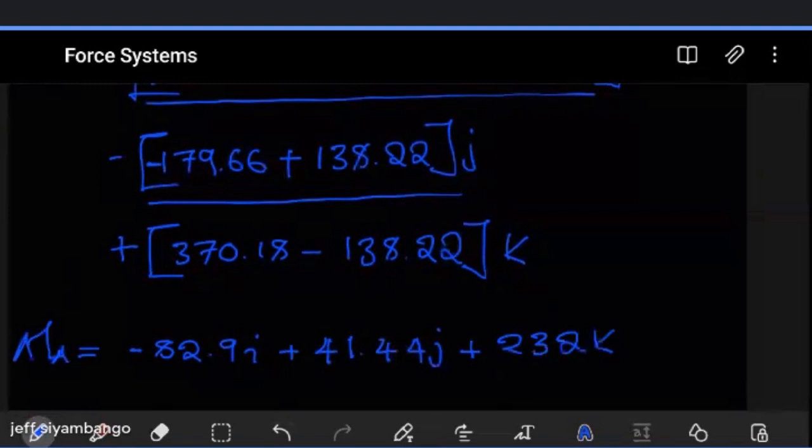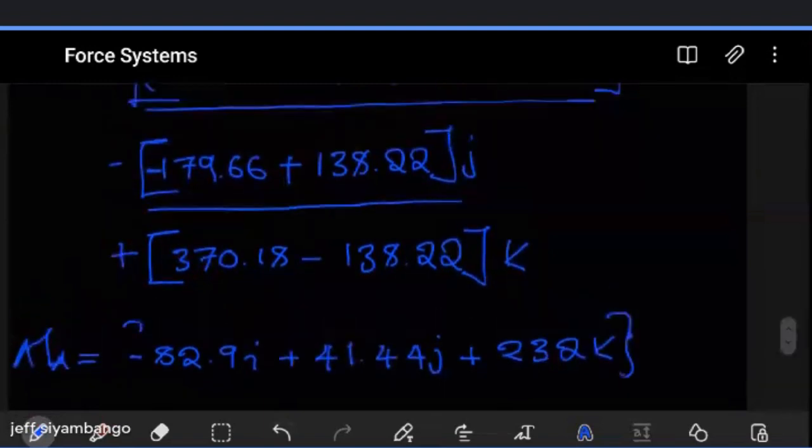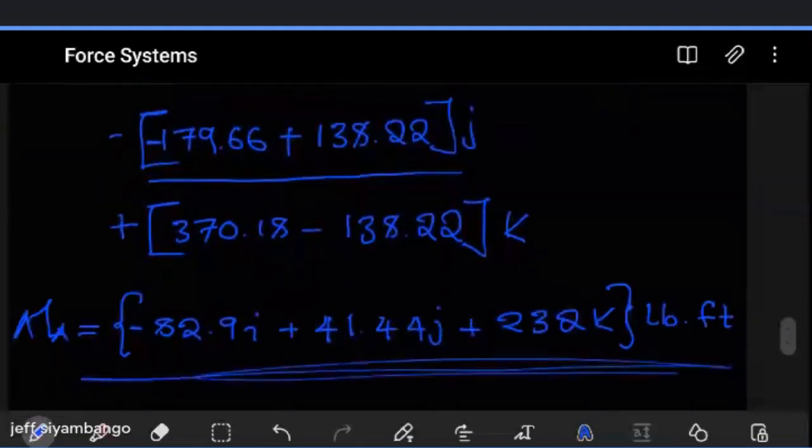If you need the units, just remember what you are multiplying. The displacement vector had the feet, the force had the pound. So this is the pound multiplying the feet. So there we have it. This is how we get the moment about a specific point. The question, are we okay here?